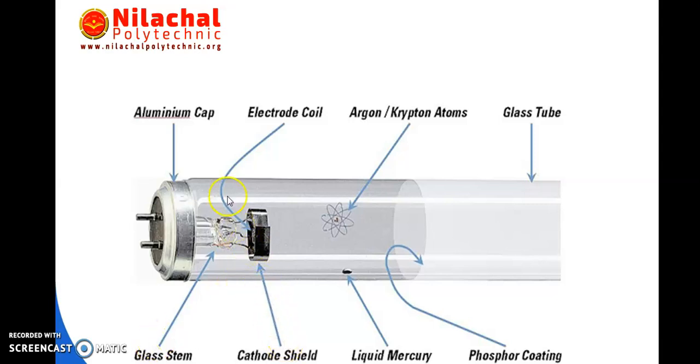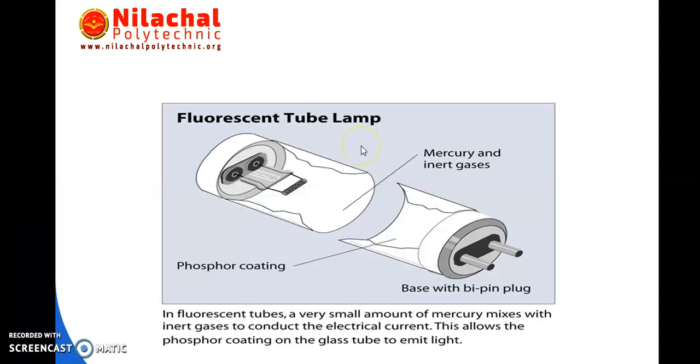steel is there, electrode coil is there, liquid mercury is there, argon and krypton, that is a noble gas, and phosphorus coating is there, and this one is a glass tube. Everything is there in a fluorescent tube. So this is a fluorescent tube lamp. Phosphorus coating, you can see this is a phosphorus coating.